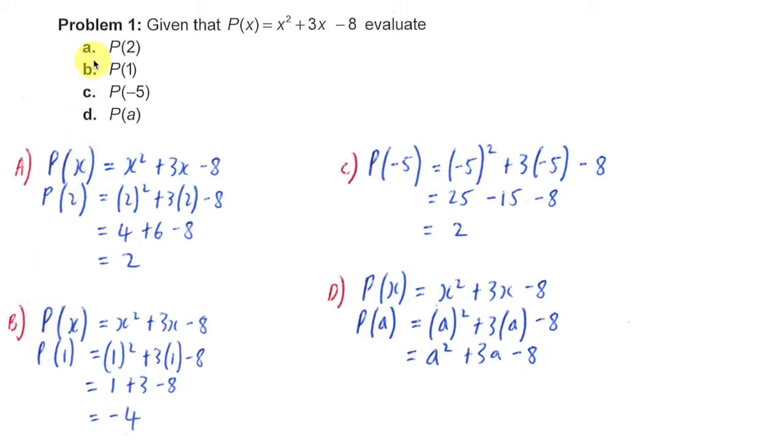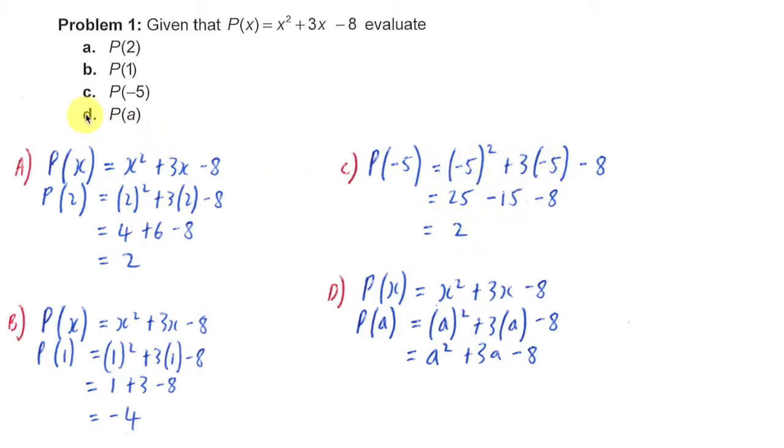P of 1 for b. Here's my p of x. So p of 1, just a substitution of 1 for x, and we can see that p of 1 is equal to negative 4. For c, p of negative 5. Again, I take the p of x and I just substitute x equaling negative 5 to get 2.